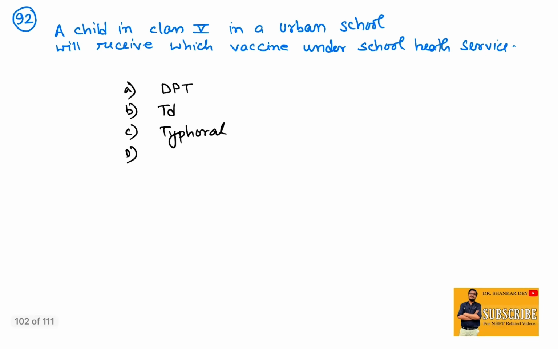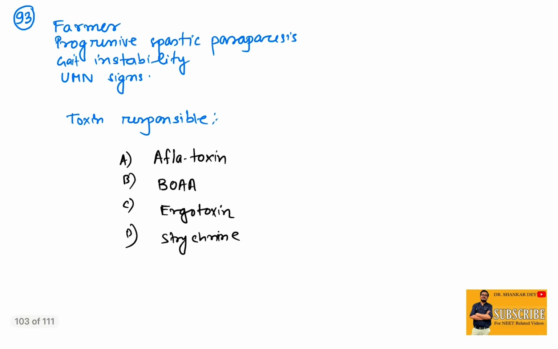Coming to question number 92. A child in class 5 in an urban school will receive which vaccine under school health service? So under school health service, child in class 5 will receive TD vaccine, not DPT or typhoid. It is TD vaccine.